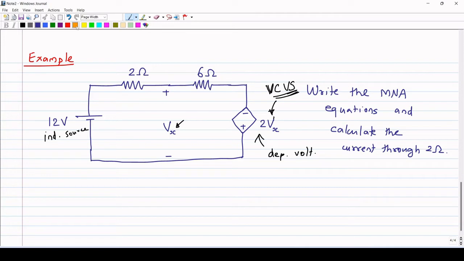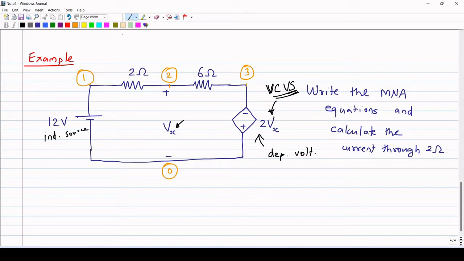Here, this is our first node, this is our second node, and this one is our third node, and this is our reference, 0. So we have 3 nodes in the network, so we can write 3 KCL equations.